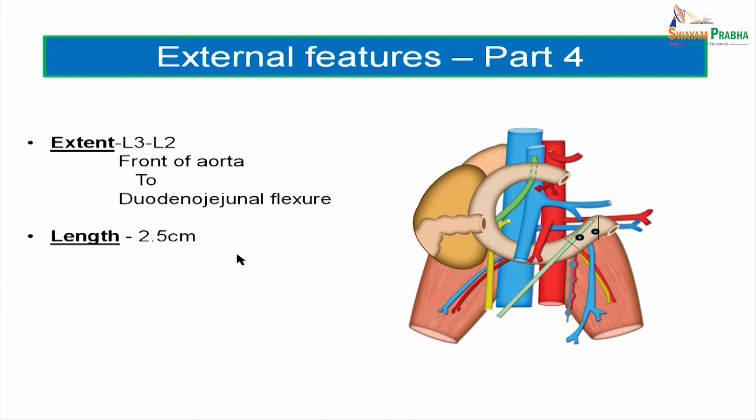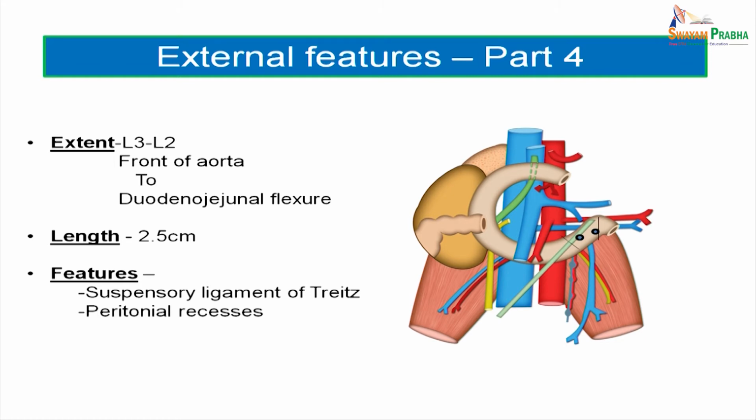So, the length of the segment, this is the shortest segment measuring about 2.5 centimeters, and the important features of this segment is, like I told you, the suspensory ligament which is attached to the duodenojejunal flexure and also the peritoneal recesses which are in relation to this part.